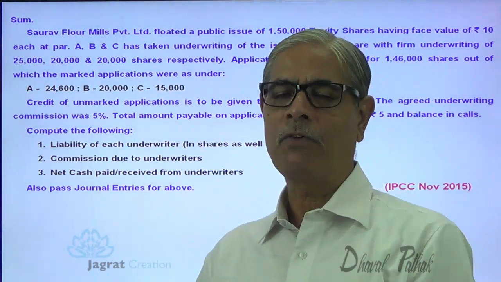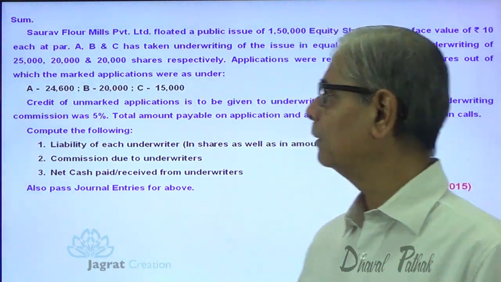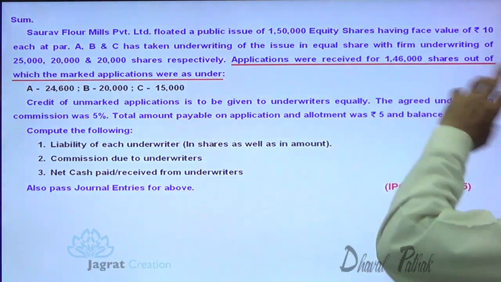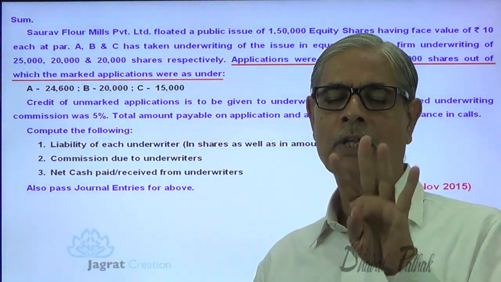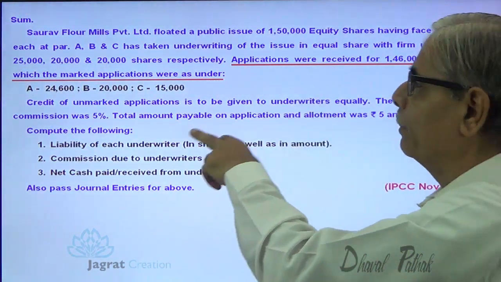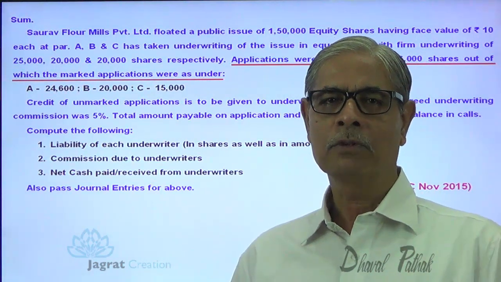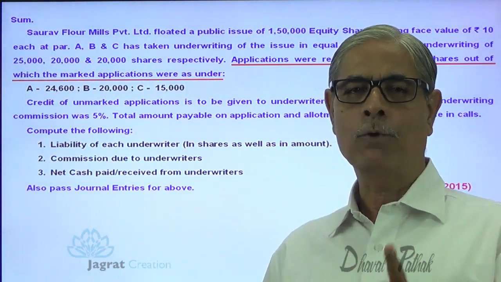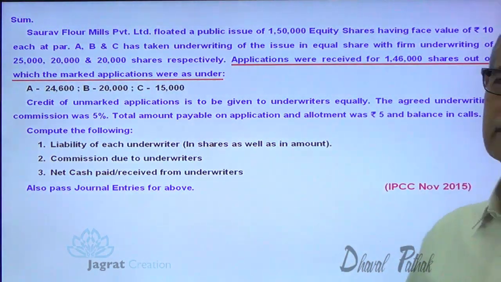Now I want to first of all decide the liability of an underwriter. Let us start with preparation of a table. So applications received were 1,46,000. Issue was 1,50,000. So number of applications short by 4,000. Out of this 1,46,000 application, these are the marked application. So let me first of all find out the unmarked applications which are going to be distributed amongst underwriters equally as I am told in the sum.